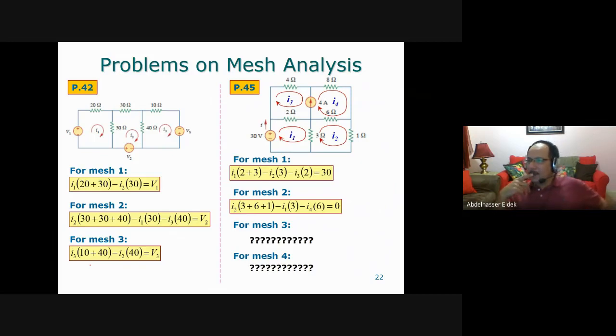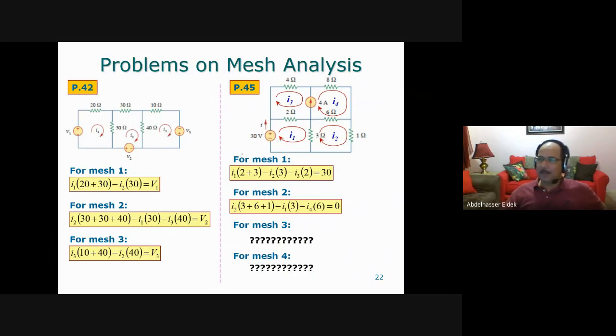Now let us look at this example. If you want to solve this, you can notice that between I3 and I4 there is a current source. How can we deal with this? If we have a voltage source, you don't have a problem. But if you have a current source, how do you do that? Because you apply Kirchhoff voltage law, so actually you add voltages.